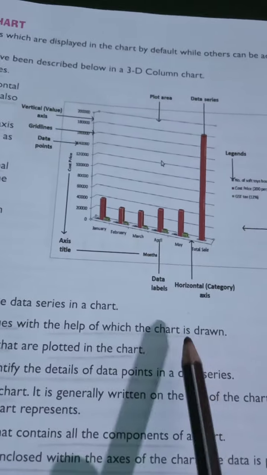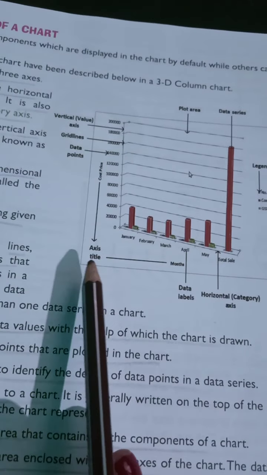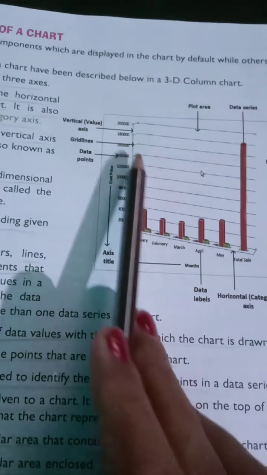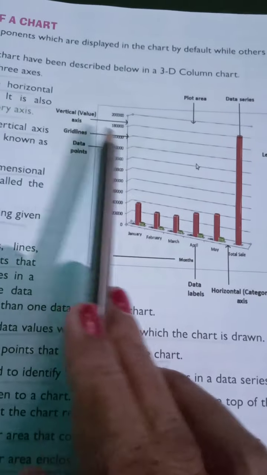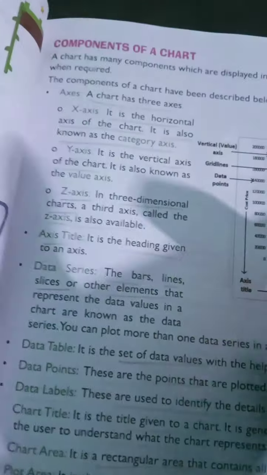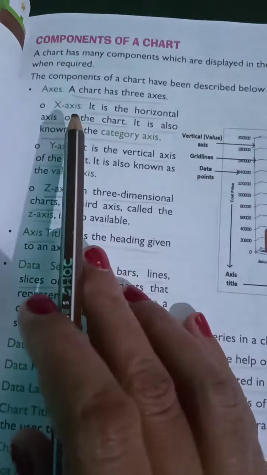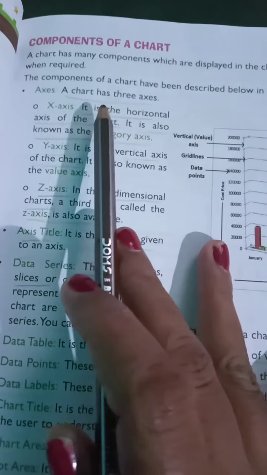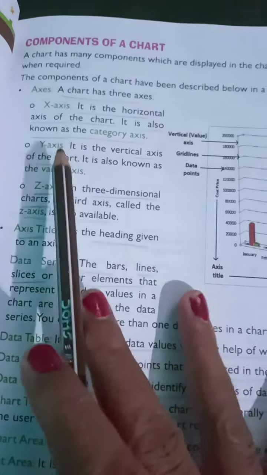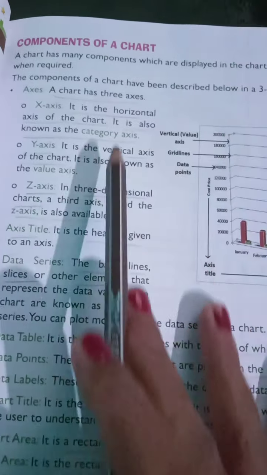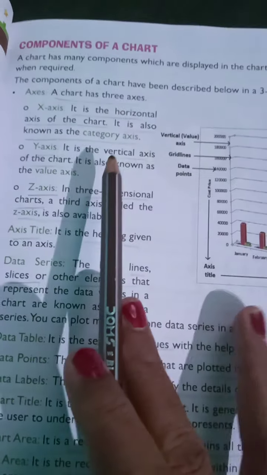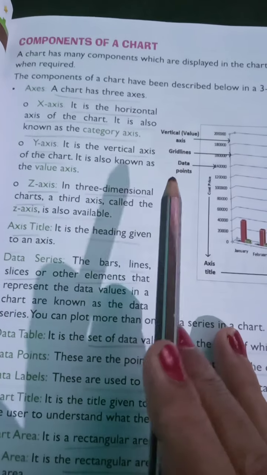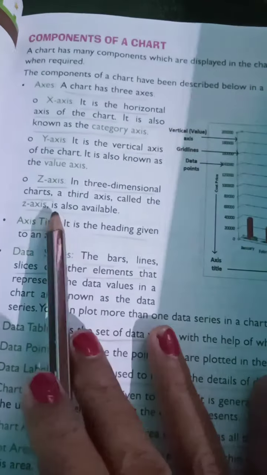I hope you are able to see. These are the horizontal axis, these are the axes, and these are the grid lines. These are data points, and these are vertices. So these are the components of a chart. I hope you understand, as you are studying maths also. A chart has three axes: x axis, y axis, and z axis. In maths you have studied x axis and y axis, but in computer science, as we are studying 3D shapes also, we have x, y, and z axis.